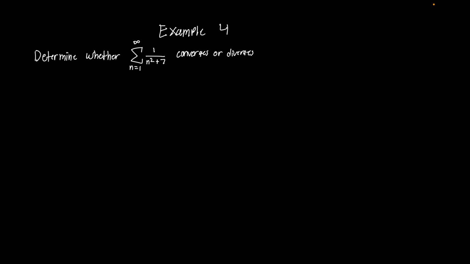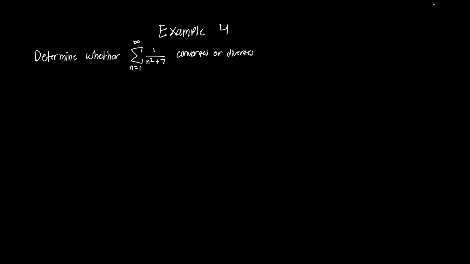Now we move on to our next example. Determine whether 1 over n squared plus 7 converges or diverges. So we know that this is not a p-series. This is not geometric. There's no common ratio. There's no alternator. There's no factorials. There's no exponents or exponentials. There's no roots.